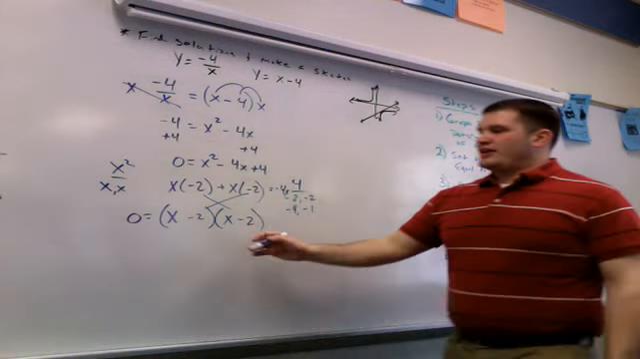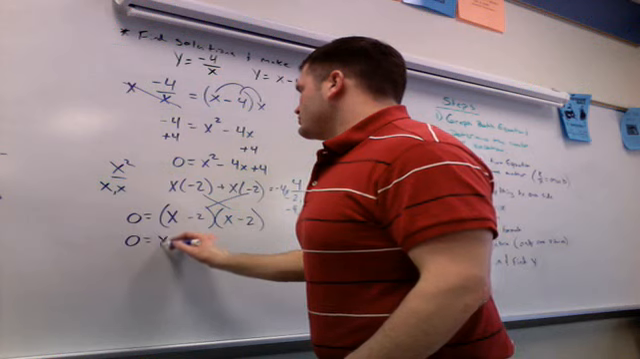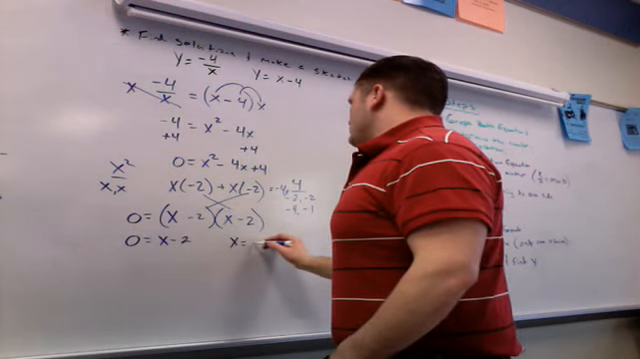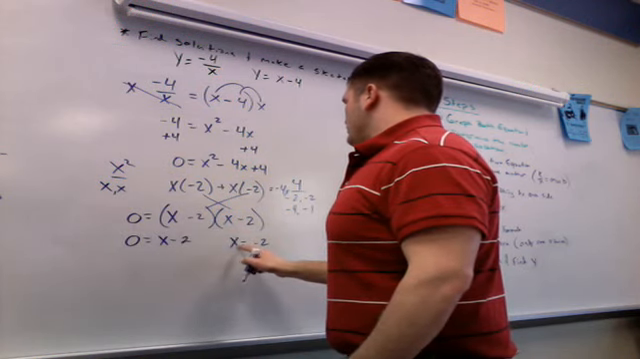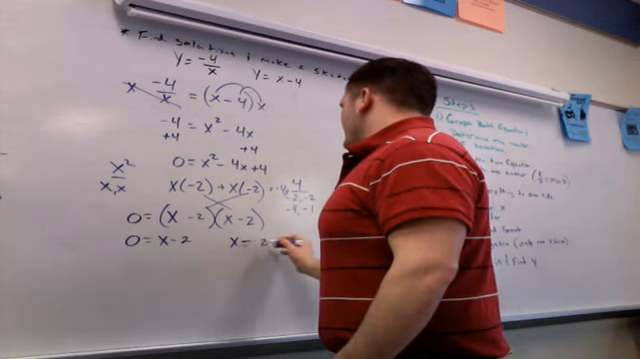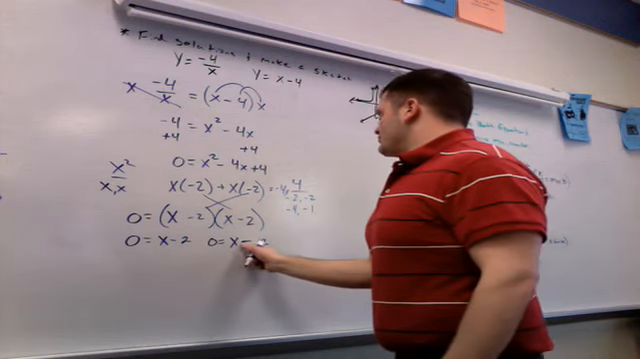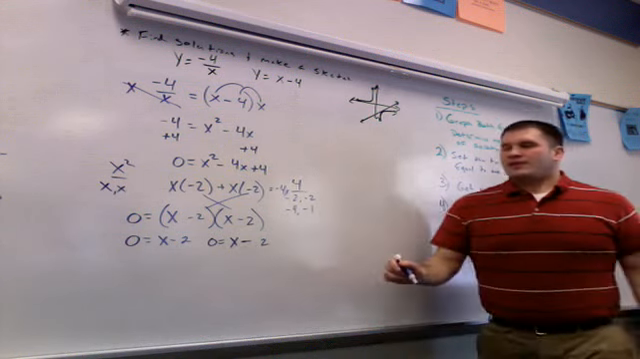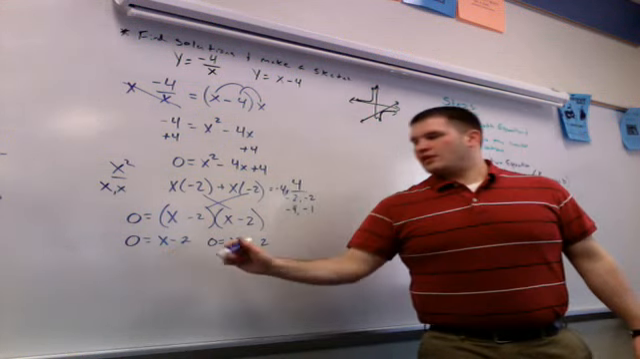All right? So now I set each factor equal to 0. Whoa. A little ahead of myself. x minus 2 equals 0. Okay. How do I solve this one? Add 2.